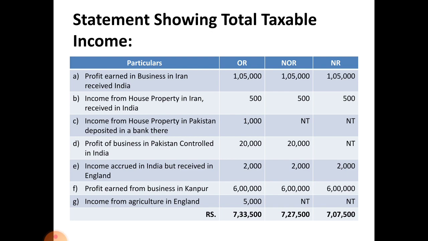For 16 marks they will give more items, you have to write like this only. At the end you have to total, that is you have to add up all the items, and you get the total taxable income. So this is the problem. Let us solve many other problems so you can understand better.